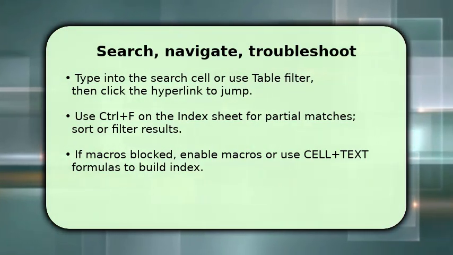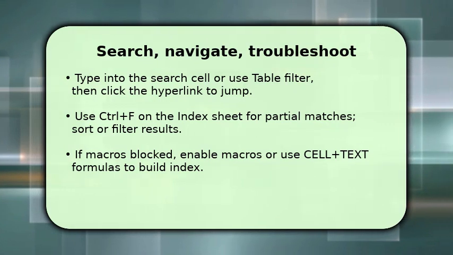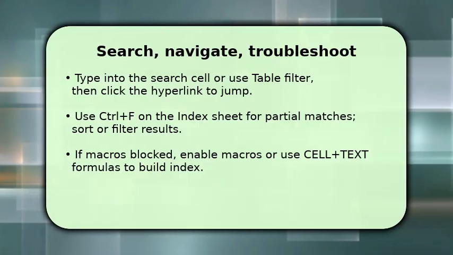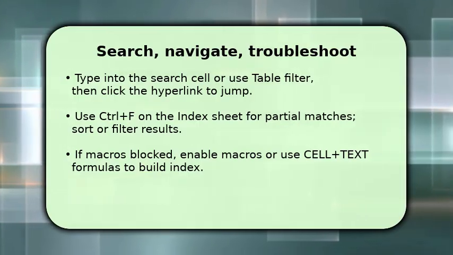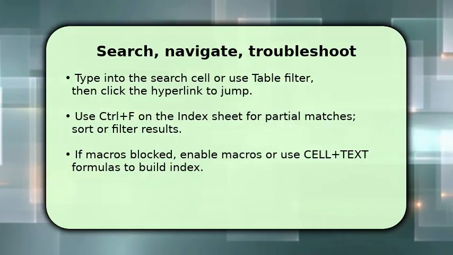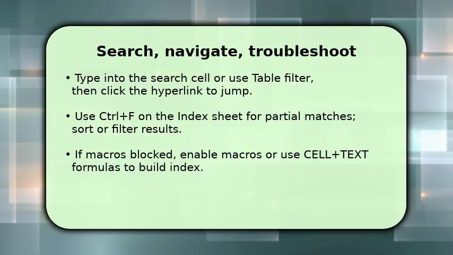For quick partial matches, press Ctrl plus F while on the index sheet and search within that column. If you prefer automation-free methods, build the list using equals CELL, file name, A1 together with text formulas to extract names, then refresh manually.